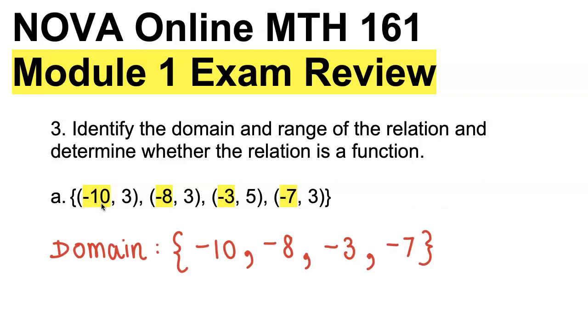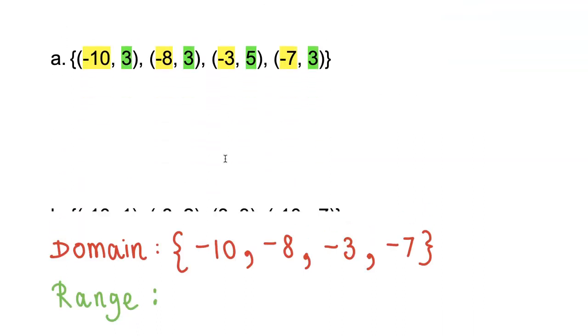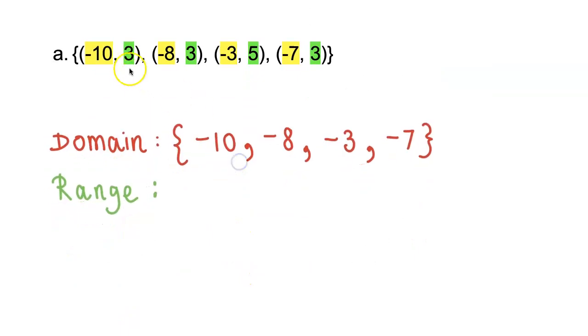Now let's find the range. Range values are all the possible y values of these ordered pairs. So starting with 3, 3 again, 5, and 3. Well, if you noticed, 3 repeated like 3 times, right? So when you write the range for this relation, you do not have to write the 3 three times. So here's how I'm going to do this. I'm going to draw the brace and put 3 inside, put a comma, put 5, and I'm going to close the brace. So that's it for the range.